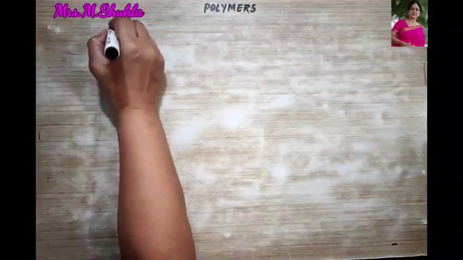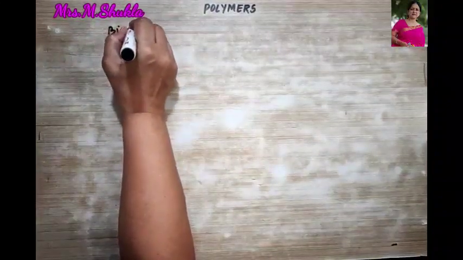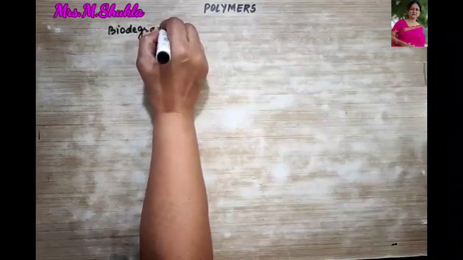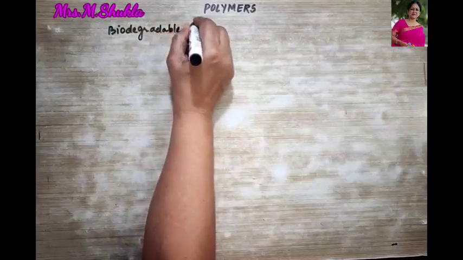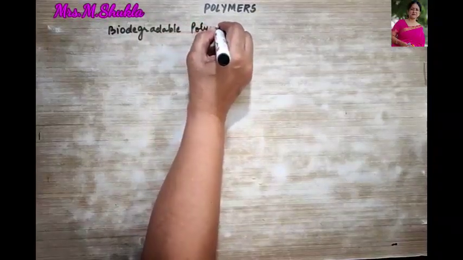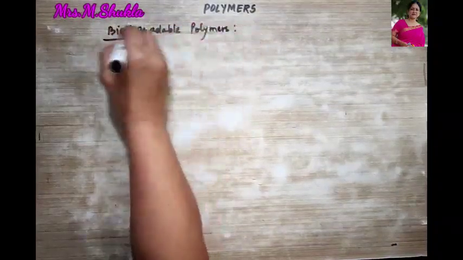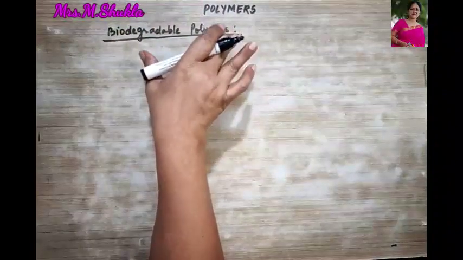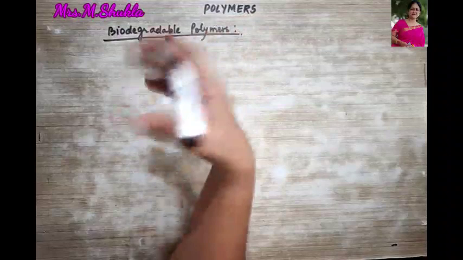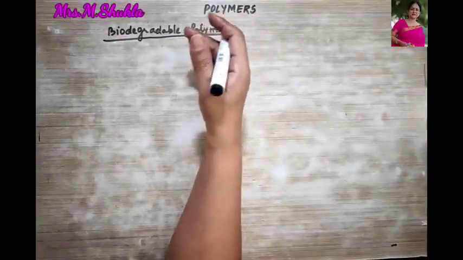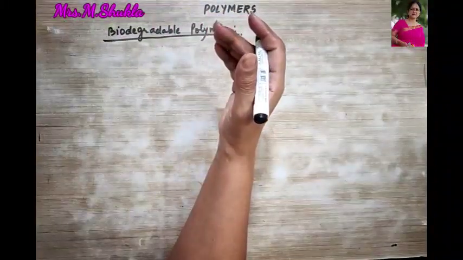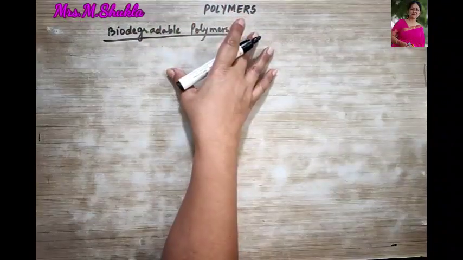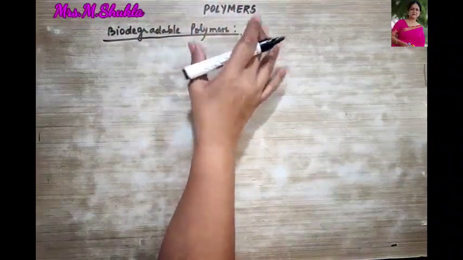We are now going to talk about biodegradable polymers. Okay. So what are biodegradable polymers? The polymers which can be broken down rapidly by enzyme catalyzed reactions due to microbial activity. They are called as biodegradable polymers.